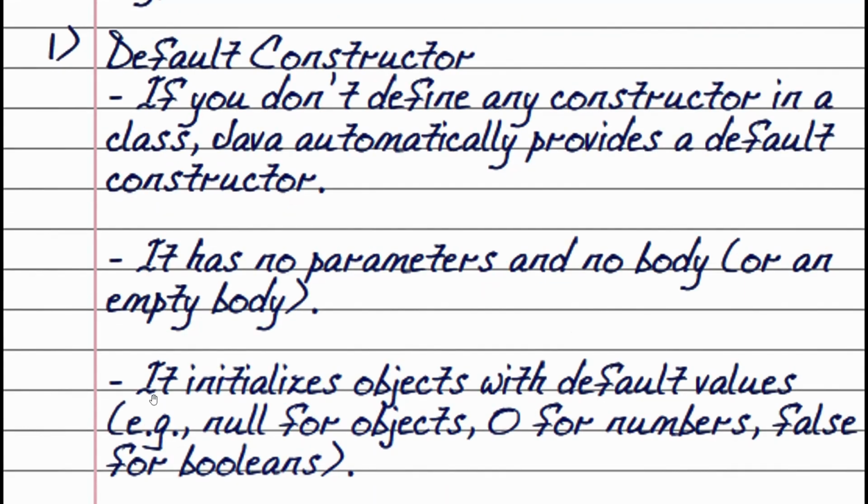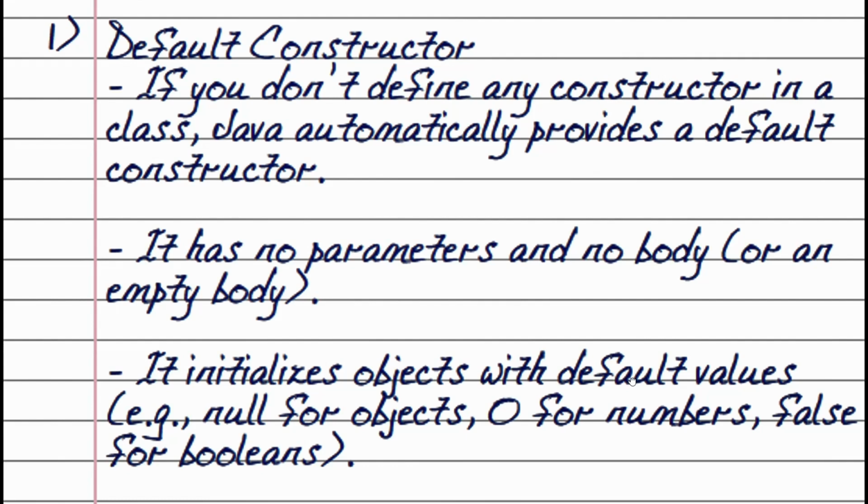The next point is it initializes objects with default values. The default constructor initializes the objects with default values, for example, 0 for integers, false for booleans, null for objects, etc.